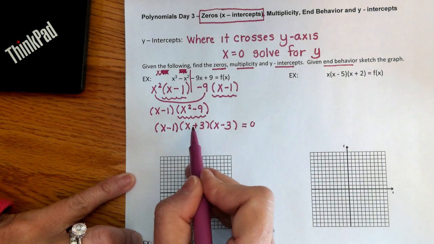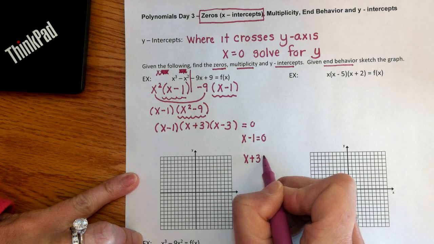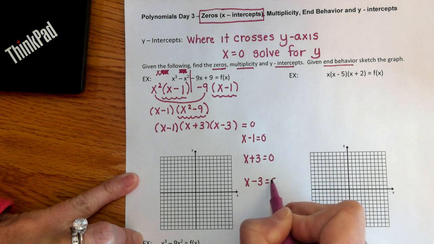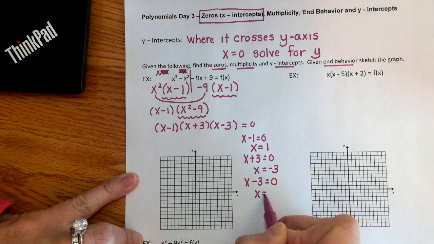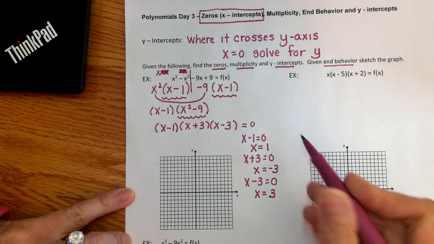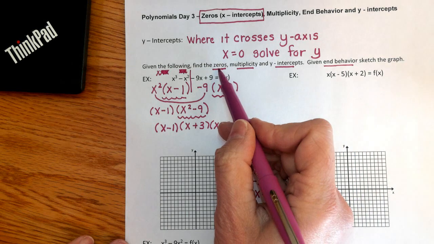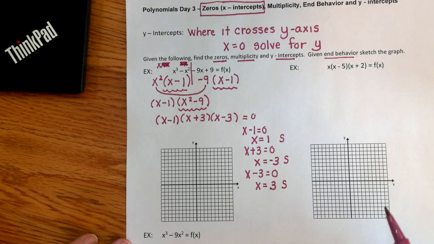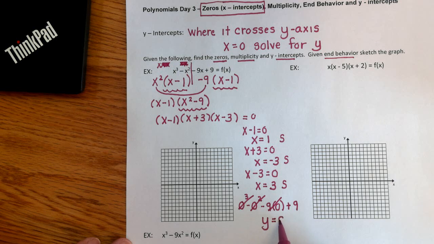Your zeros, you set each of these equal to 0 and solve. So x minus 1 equals 0, x plus 3 equals 0, and x minus 3 equals 0. So x will equal 1, x will equal negative 3, and x will equal positive 3. None of these repeat, so they are all singles. There's only one of each of them. So I've taken care of the zeros and the multiplicity. Now let's find our y-intercept. Remember, to do that you plug in 0 for x. So 0 to the third minus 0 squared minus 9 times 0 plus 9. These are all gone, and my y-intercept is 9.